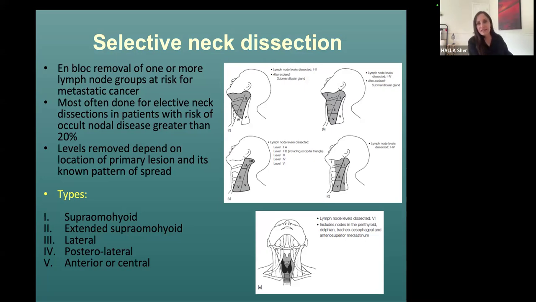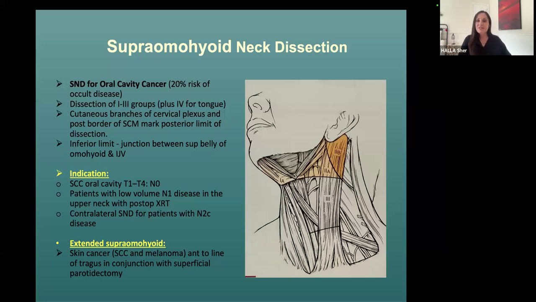The selective neck dissection that is done most commonly for oral cavity cancers that have a 20% or greater risk of occult nodal metastasis is the supraomohyoid neck dissection. In a supraomohyoid neck dissection, levels 1 through 3 are dissected. So you can see 1, 2, and 3. These are the limits of the supraomohyoid neck dissection. The indications are squamous cell carcinoma of the oral cavity, T1 through T4, N0 necks. They all get a supraomohyoid neck dissection.